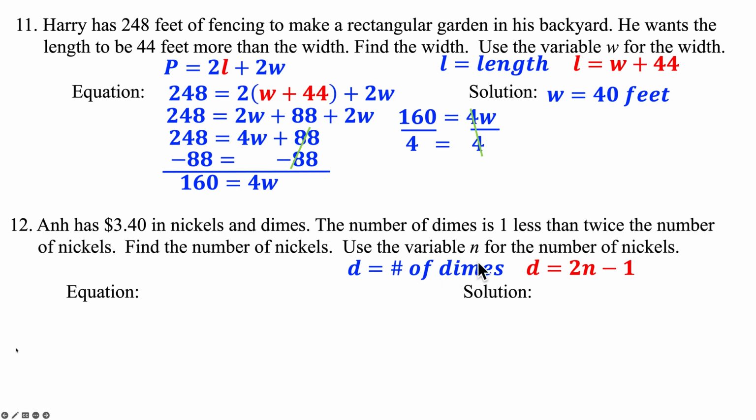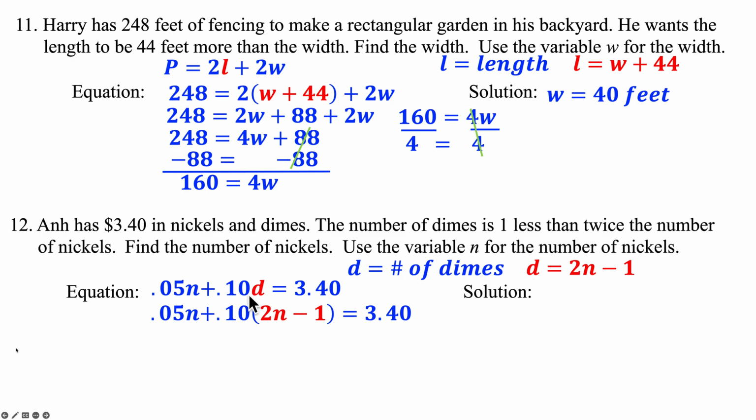Where is my other relationship? Well, it's right here. We know that nickels are worth 5 cents and the dimes are worth 10. So 0.05 times N plus 0.10 times D has to equal 3.40. That's my second equation. Now, since we're trying to find the number of nickels, we have to replace the D with 2N minus 1 going in the parentheses.